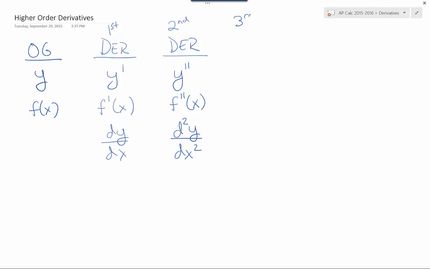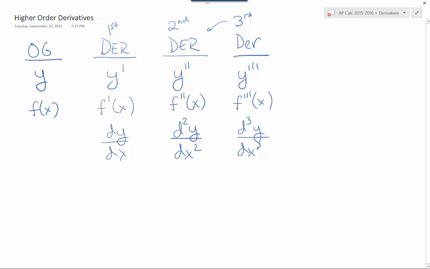Then you could take a third derivative, which would be taking the derivative of the second derivative. This is y triple prime, f triple prime of x, or d to the third y dx cubed. And so that's kind of our notation.